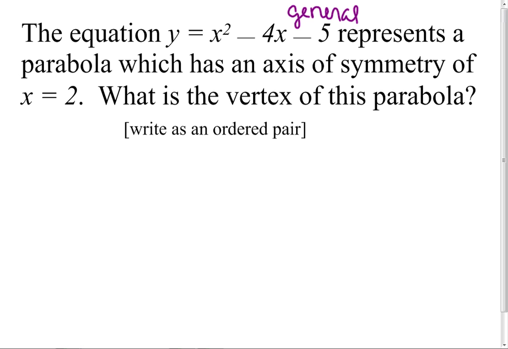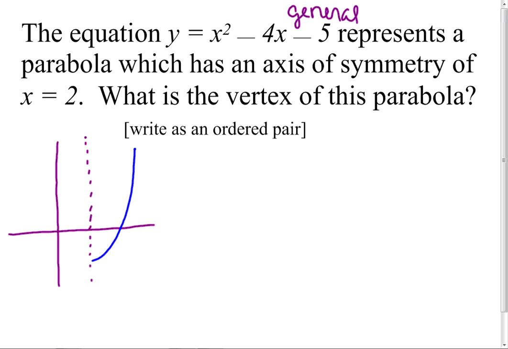It says the axis of symmetry is x equals 2. So if I wanted to graph that, x equals 2 is about here. That means my vertex is on this line someplace. I don't know where, though. That's the problem. It could be here. It could be any place on this line. So I could take this parabola and slide it up and down. The problem is I'd like to find the y-coordinate.